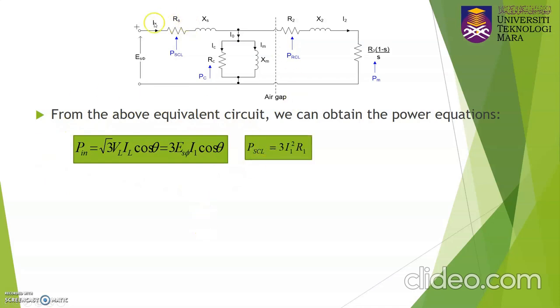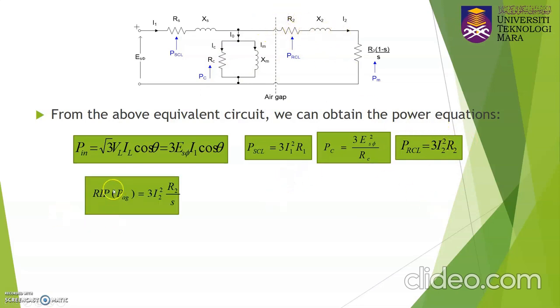For the PSCL, you can use the formula of 3I squared R. In this case, I is I1, R is RS or R1, the R of the stator part. Then for the PC, the core losses, it is 3 multiplied by the voltage, where the voltage here is ES, squared, divided by RC. And for the PRCL, the rotor copper losses, it is equal to 3I squared R. In this case, I is I2, R is R2.